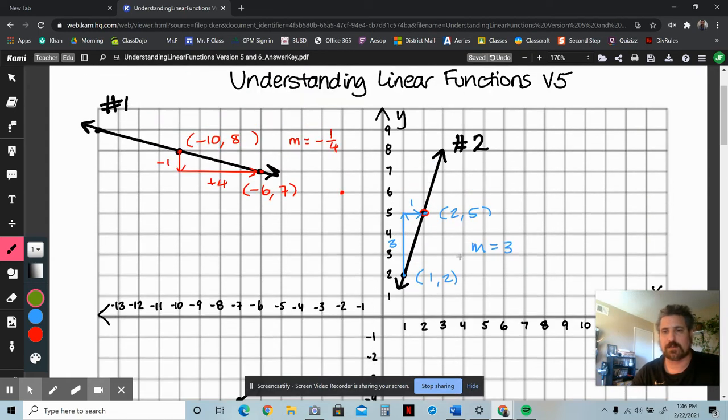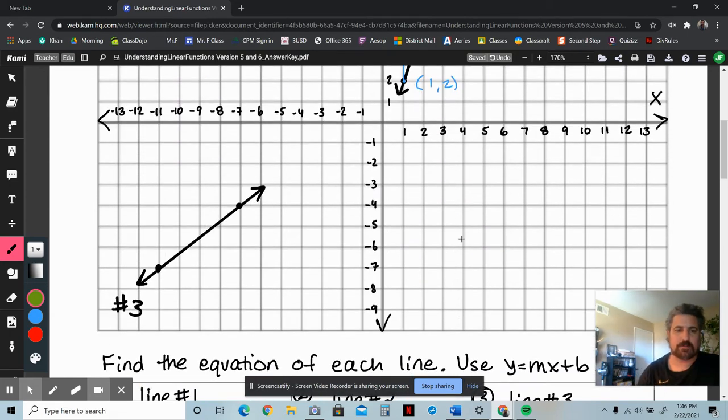Now let's go take a look at the next one here. The next one is this line number 3. We'll do this in purple. So ordered pairs, let's identify 2 of them. The first one we have here is -7 and then down 4, so -7, -4. The second ordered pair we have is -11 and then down to -7. So we're looking at -11, -7.